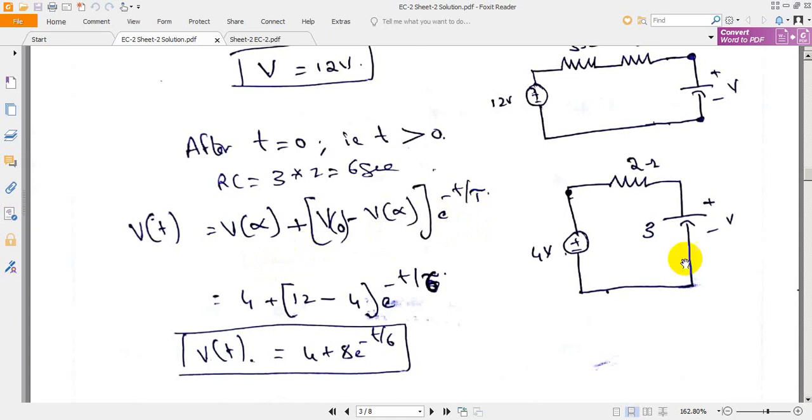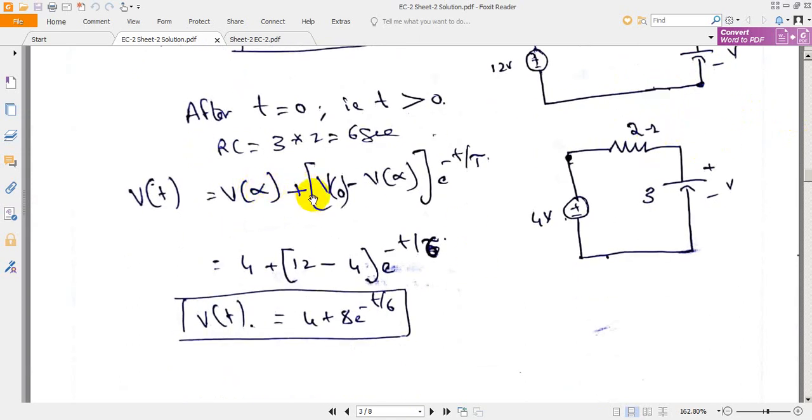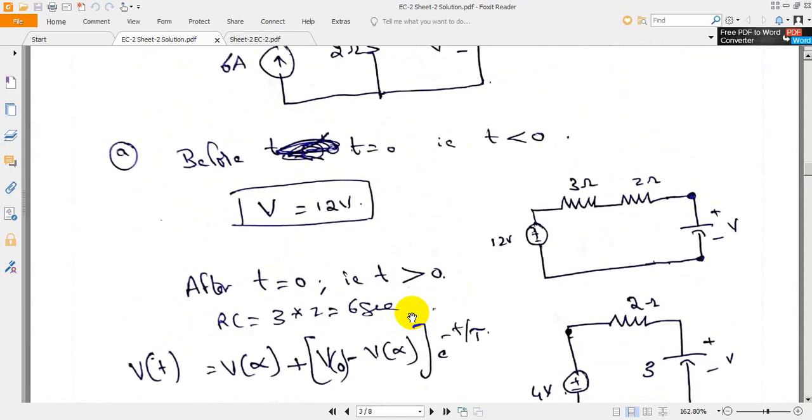Substitute the value of V infinity. We know V infinity will be equal to the voltage existing, 4 volts, and V naught is equal to the voltage under the before switching operation circuit, which is equal to 12. Substitute: V infinity plus V naught, 12 minus 4, into e power minus t by tau. Tau is 3 into 2, which is 6. You will get V of t is equal to 4 plus 8 e power minus t by 6. This forms your A part of the second question.